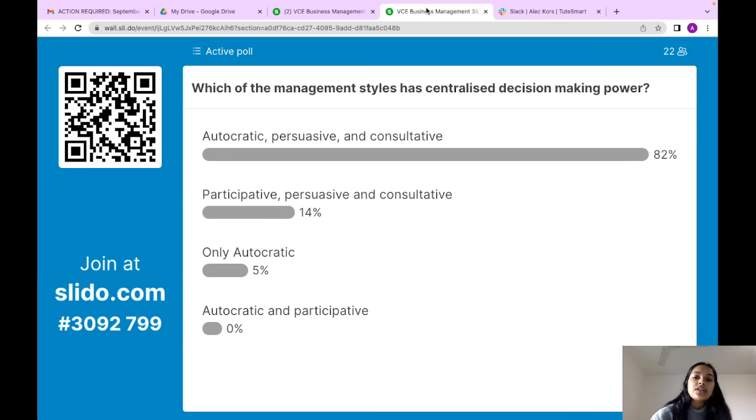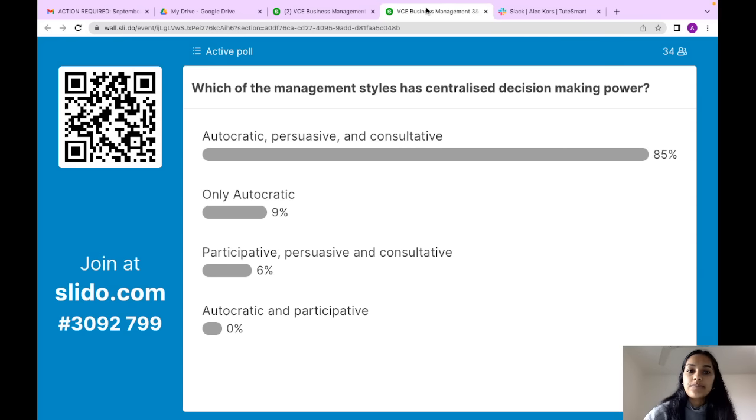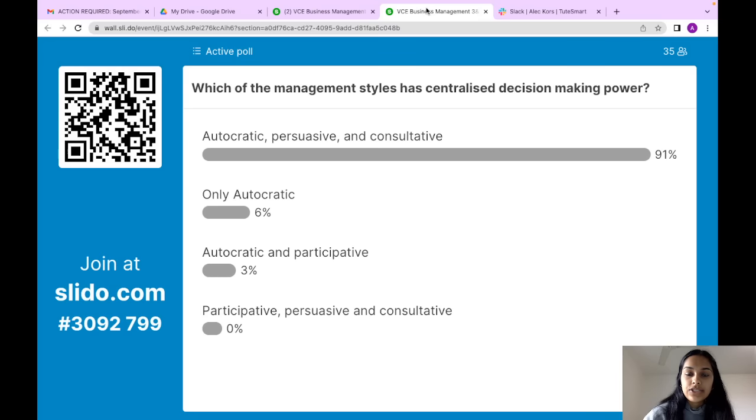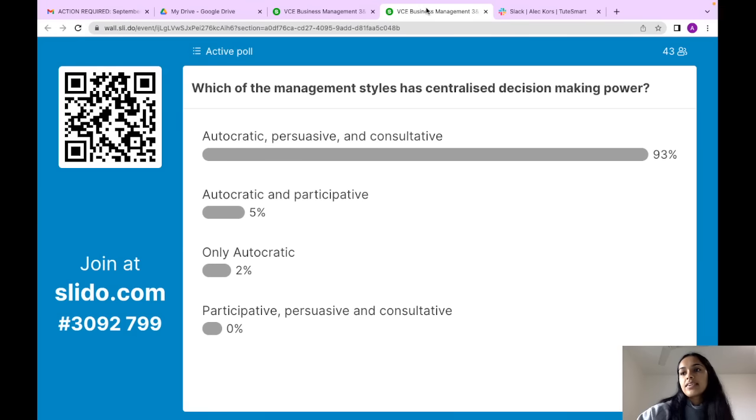So I'll give you guys a clue. Centralized decision-making power is when the manager makes the ultimate decision, so has the final say and is ultimately the one making decisions. Give everyone maybe another minute to have a go at answering this question before I go through the different management styles. Okay, I think everyone's had a go at answering it.